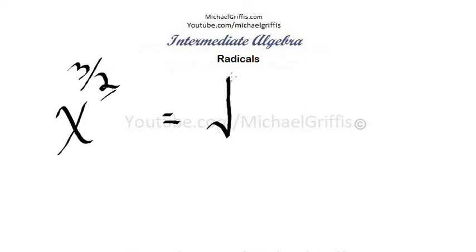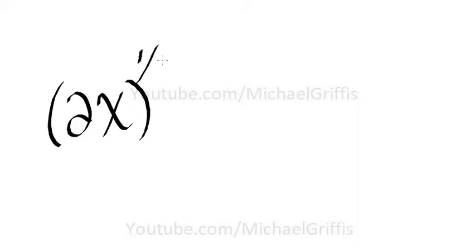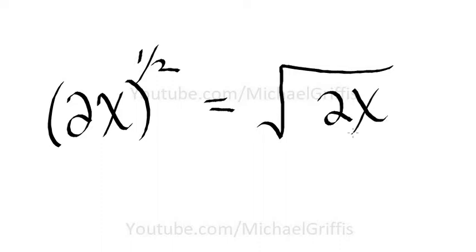Let's take a look at this one here. We have x to the 3/2. Okay, we want to write this in radical form. And so because we have a 2, it becomes the square root of x to the 3rd power. What about 2x raised to the half? So this just becomes the square root of 2x.